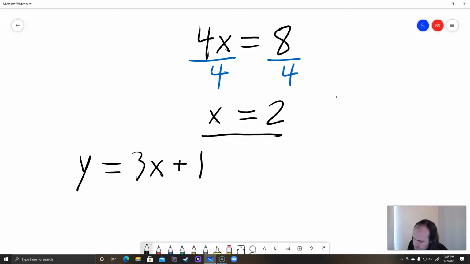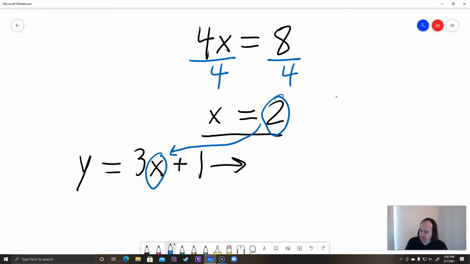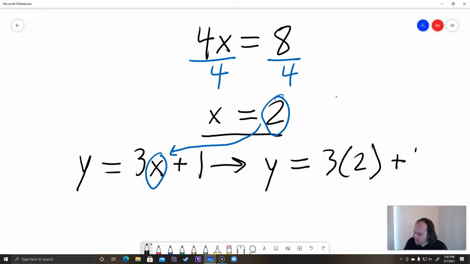And what do we do with this? Well, we're going to go ahead and plug in x equals 2 into this equation. So we're going to substitute 2 for x. Okay, so this equation is now going to become y equals 3 times 2 plus 1. Okay, and 3 times 2 is 6. Right, so we have 6 plus 1, which is 7. So we get y equals 7.